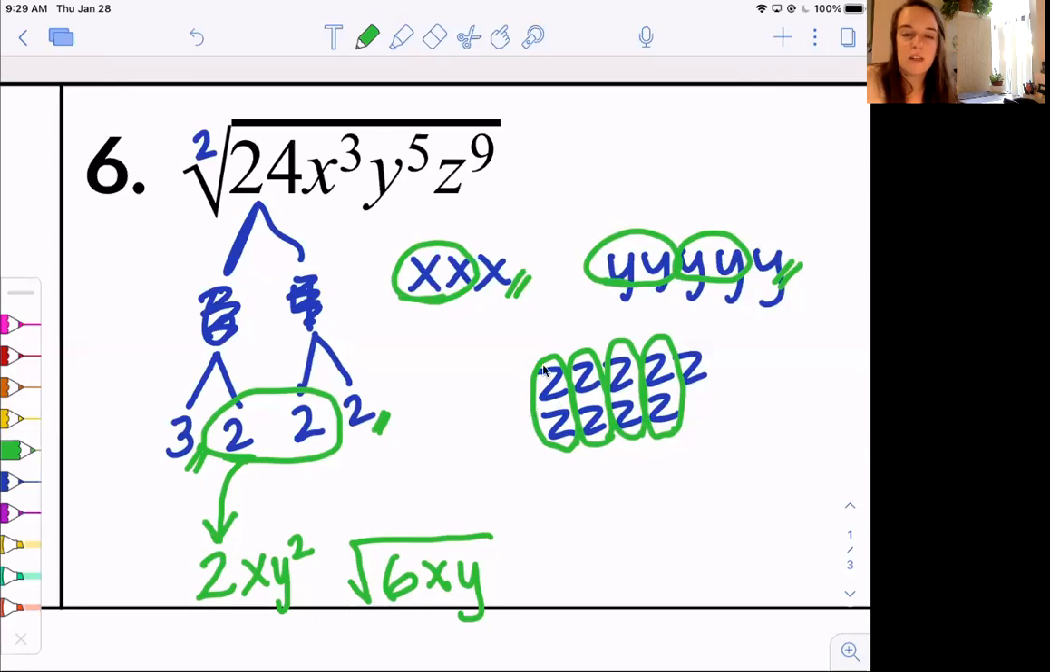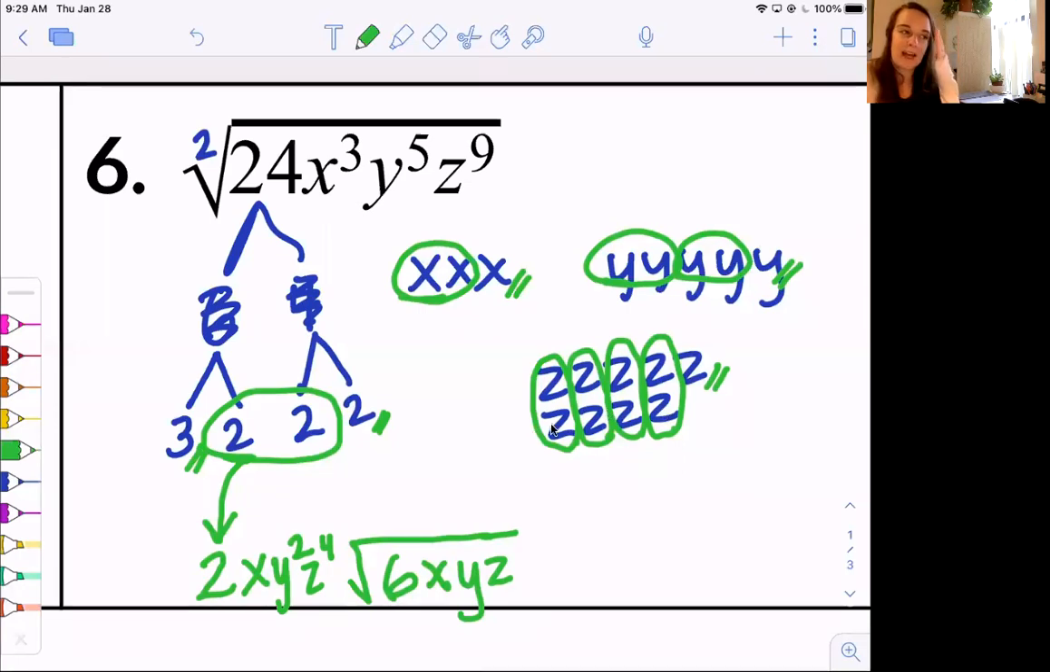I have 1, 2, 3, 4 groups of Z's because I'm making groups of 2, right? So I have 2 Z's here, 2 Z's here, 2 Z's here, 2 Z's here. So that's going to make Z to the 4th power, 4 groups on the outside, and there's 1 Z left over on the inside of the square root.